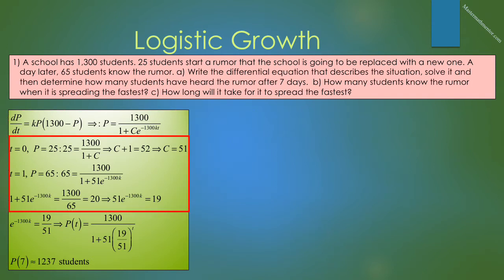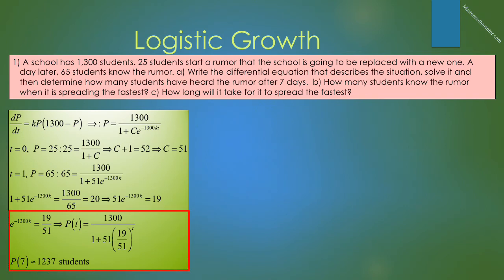When t equals 0, P equals 25. So we set 25 equal to 1,300 over 1 plus C, getting C plus 1 equals 52 and C equals 51. When t equals 1, we know that P equals 65. So 65 equals 1,300 over 1 plus 51 e to the negative 1,300 K, or 1 plus 51 e to the negative 1,300 K equals 1,300 over 65, which is 20. That gives 51 e to the negative 1,300 K equals 19.